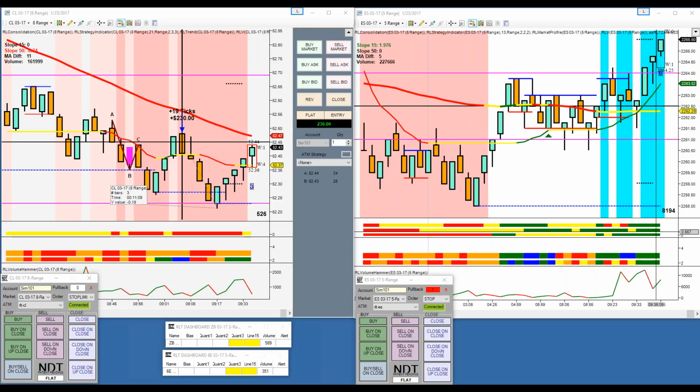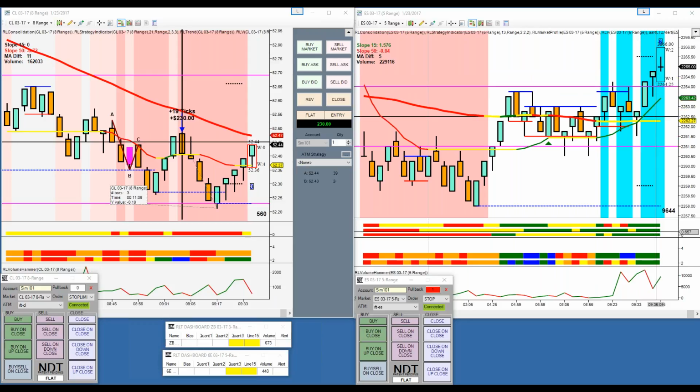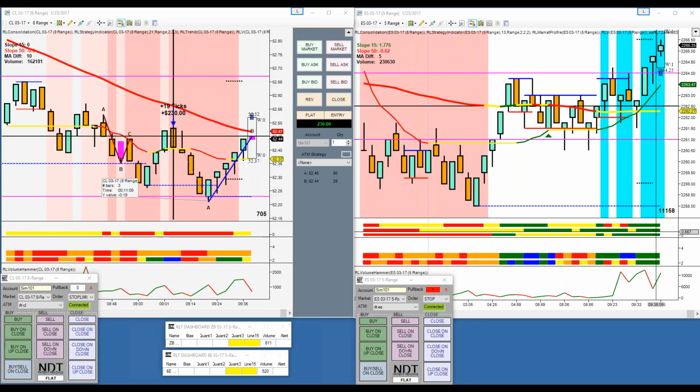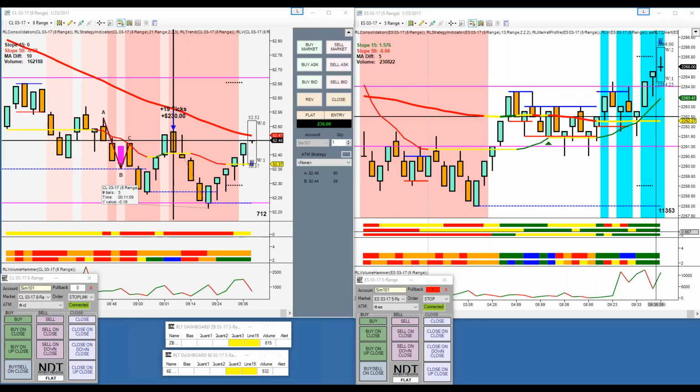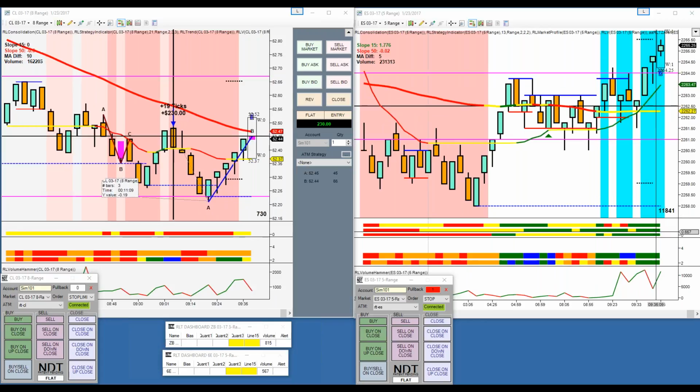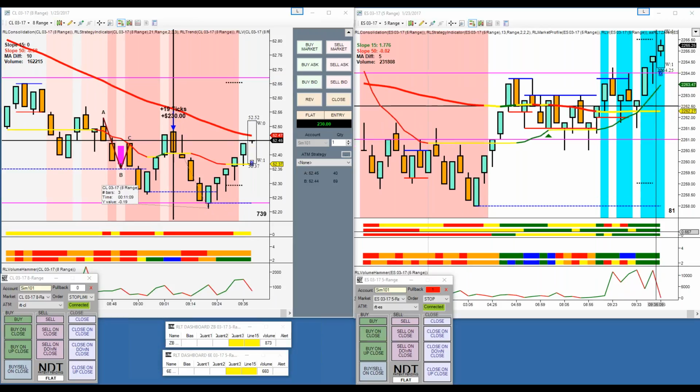An opportunity to get in to the E-mini at the open. Let's see if we get this B. The Dow opened down 6, S&P opened down 1.5, and the Nasdaq opened up 3.